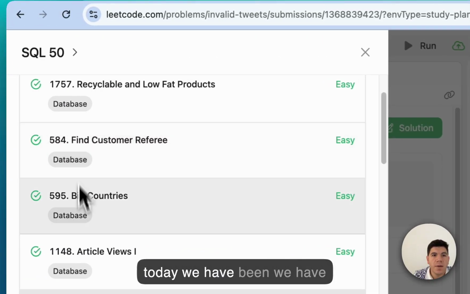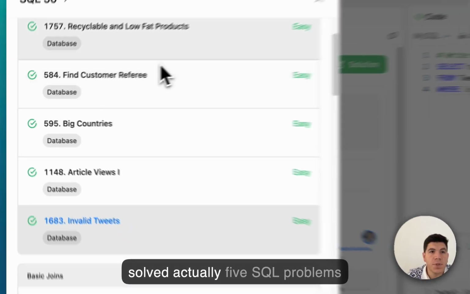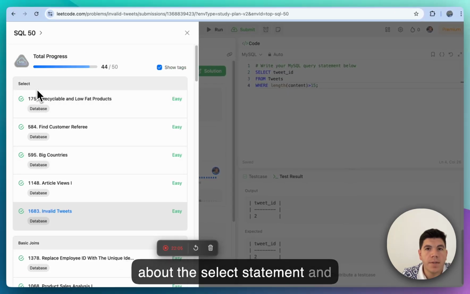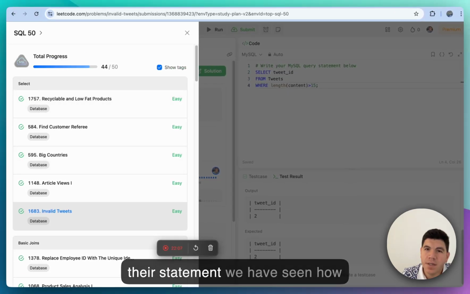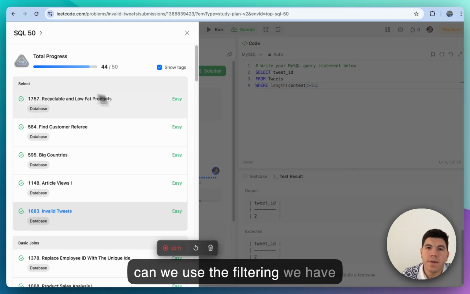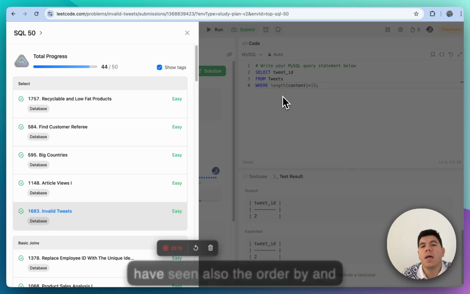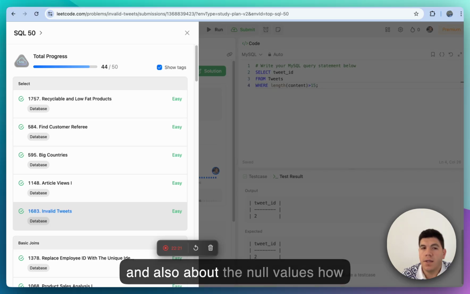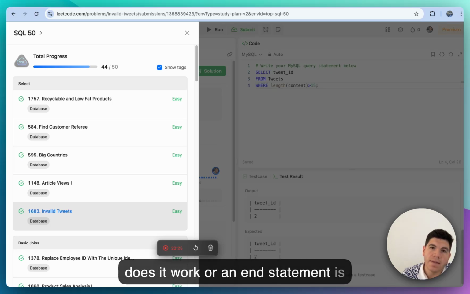So today we have actually solved 5 SQL problems about the select statement and where statement. We have seen how we can use filtering. We have seen the length function, and we have seen also the order by, and also about the null values, how they work, and an AND statement combining 2 different conditions.